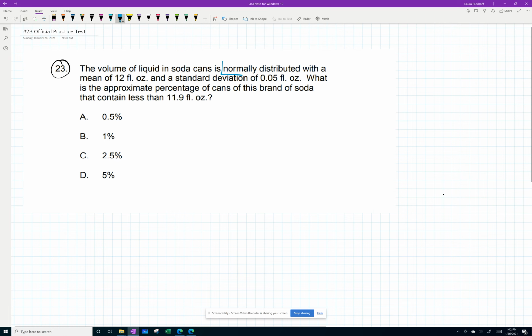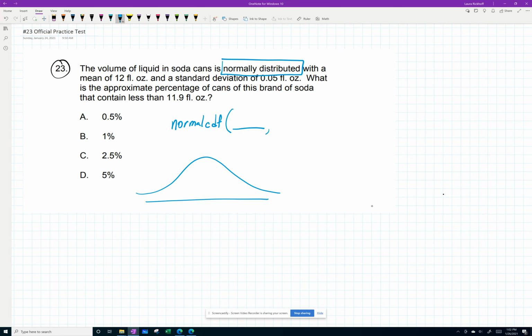So the easiest way to deal with the normal distribution is just to use your calculator. You've got it, right? So on your calculator, you would write that you have a normal cumulative distribution frequency. You would put in the lower amount that you want. And so here we want less than 11.9.